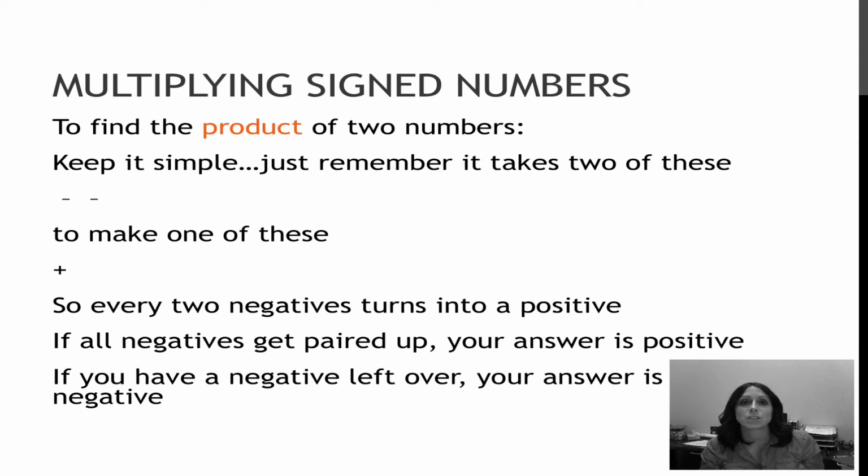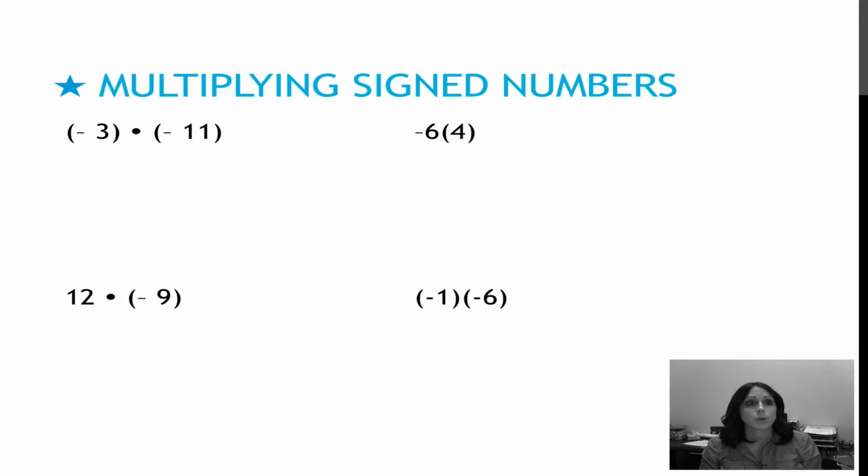So in a question, when you're multiplying and dividing, you're really just going to multiply and divide the numbers as you normally would, and then you're going to count up how many negatives you have. If there's an even number of negatives, which means every two negatives make a plus sign, your answer will be positive. If you have one left over, so an odd number of negatives, your answer will end up being negative. So here's a couple of questions for you to try.